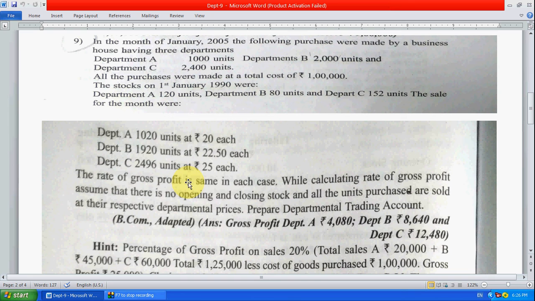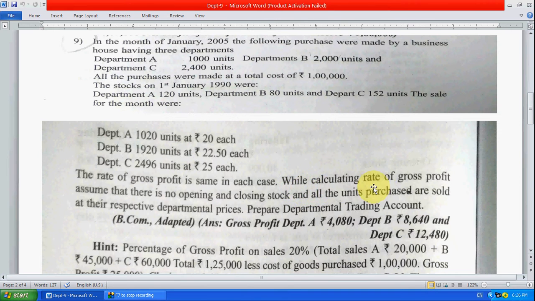The rate of gross profit is the same in each case. Okay, so purchases are given here, opening stock units given, sale units given. Closing stock is not given, so we have to prepare it. Let's see whether we have to prepare it or not.